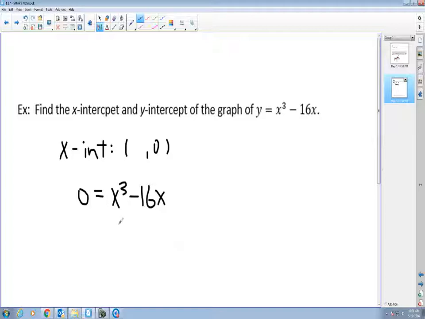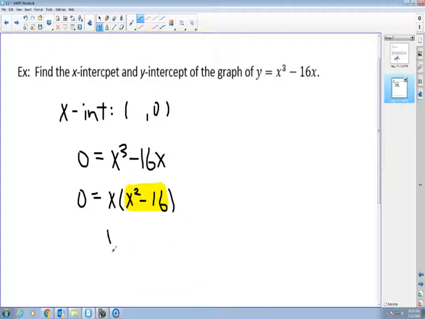And I believe we can factor this polynomial. Factor out the x, since x is in both terms. That will leave me with x squared minus 16. And x squared minus 16 here is a difference of squares, a difference of two terms that are squared. So I can factor it one more time. My x is still up front. We factor the difference of squares, and that will give me x plus 4 and x minus 4.